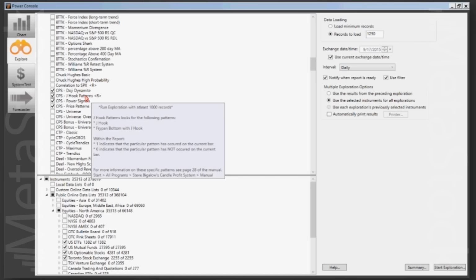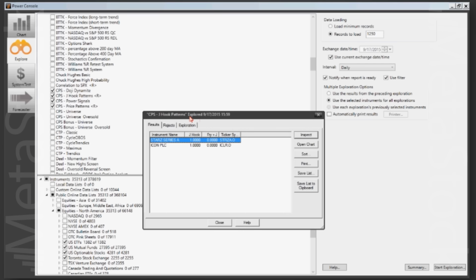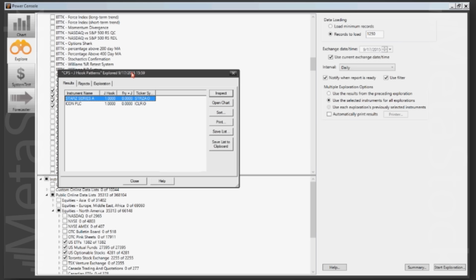So let me go ahead and right-click on this. I'm going to go ahead and just show you what the report looks like for this. So on this one, this was the one we scanned today. If we were looking for Jhooks, now this is a Jhook pattern, and this would be the fry pan bottom and the Jhook pattern. Okay, one just means that this is actually a Jhook pattern that's broken out today. An icon would be basically another Jhook pattern. So we didn't have any fry pan and Jhooks today. This is basically just Jhook patterns.